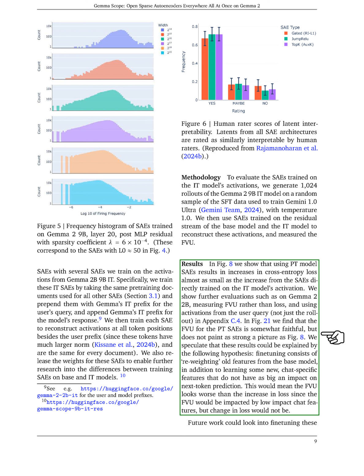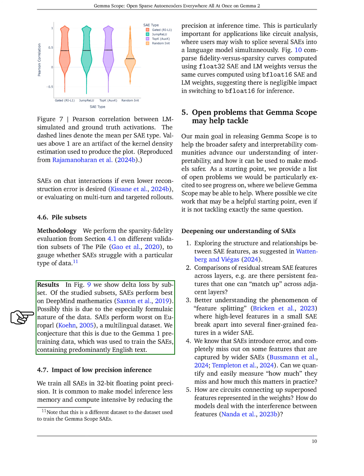Next, we perform a sparsity fidelity evaluation on various validation subsets of the Pile to see if SAEs struggle with specific data types. Our findings show that SAEs perform best on DeepMind Mathematics, likely due to its formulaic nature, while they perform worst on Europarl, a multilingual dataset. We believe this is because the training data for the SAEs primarily consisted of English text.